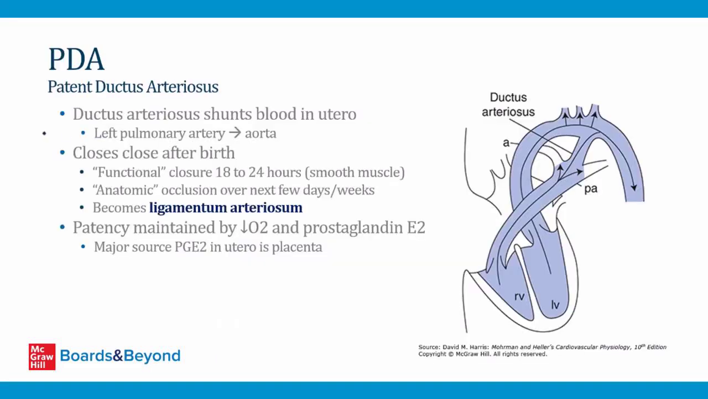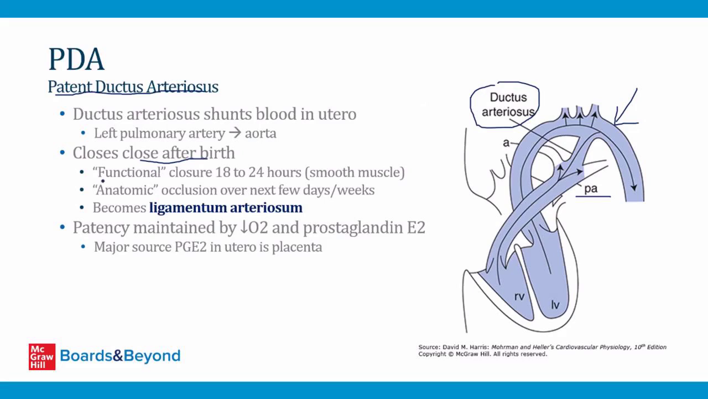Okay, moving on. The next shunt we'll discuss is a patent ductus arteriosus, or a PDA. So in the video on cardiac embryology, I talk about the fetal circulation, and I talk about how the ductus arteriosus in utero allows blood to move directly from the left pulmonary artery to the aorta, shown here, bypassing the lungs. Now, the ductus arteriosus should close after birth.